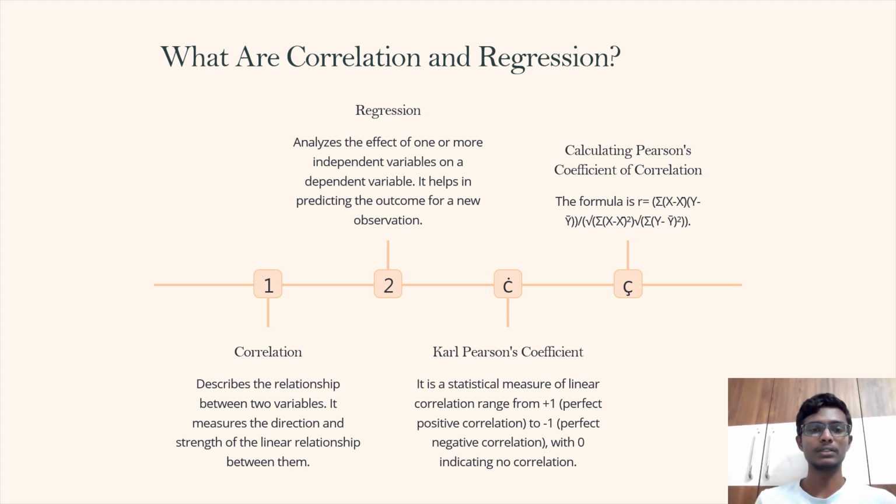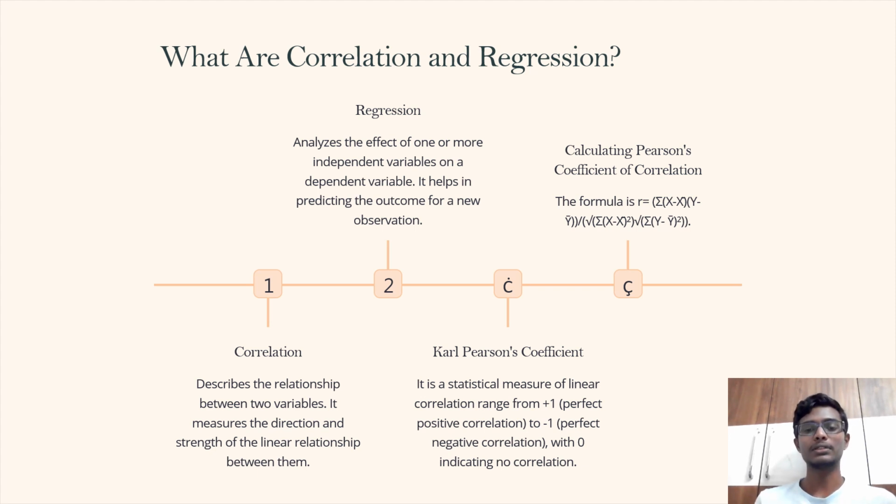First, regression analyzes the effect of one or more independent variables on a dependent variable. It helps in predicting the outcome for a new observation. When we come to correlation, it describes the relationship between two variables. It measures the direction and strength of the linear relationship between them.